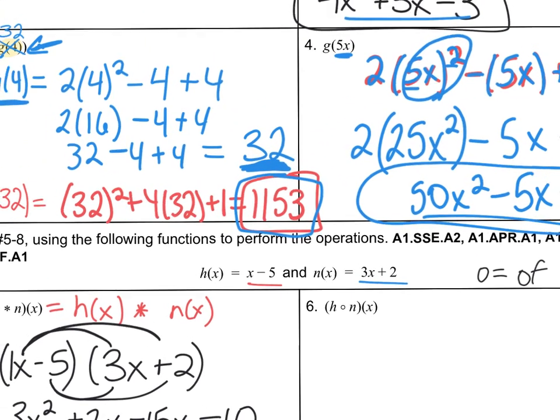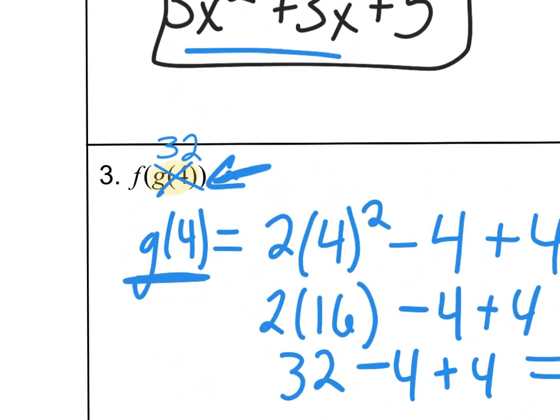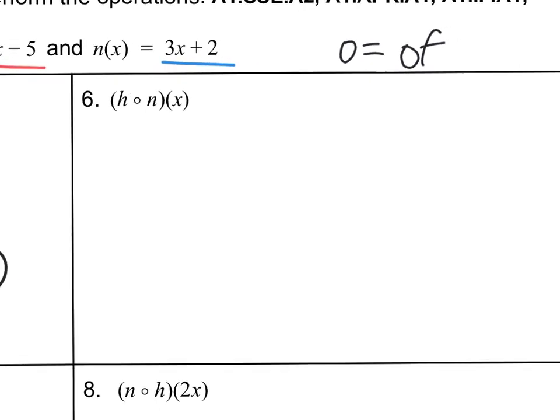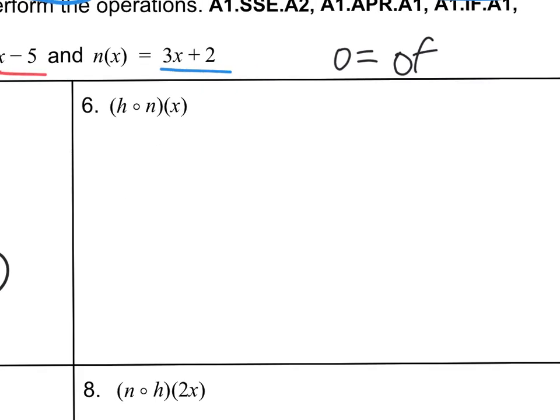Okay? Wasn't that the same thing as f of g of 4? Except this is that stupid, ugly notation that we don't like. So we need to rewrite this in the proper notation. So h is on the outside, and n comes second, so it's on the inside with that x. H of n of x. You with me? Doesn't that look a lot prettier?